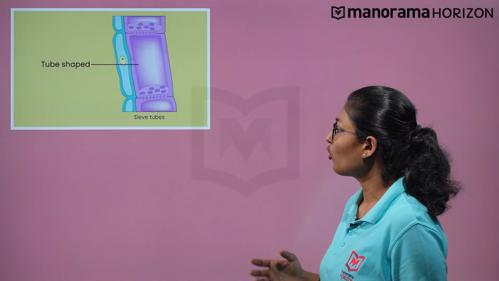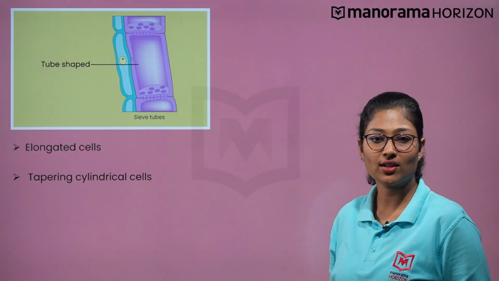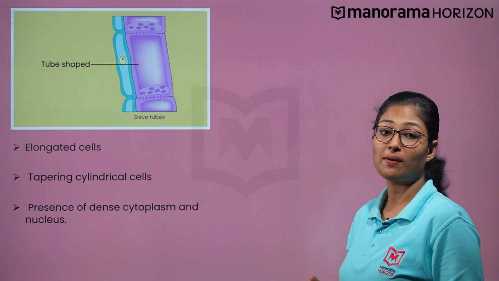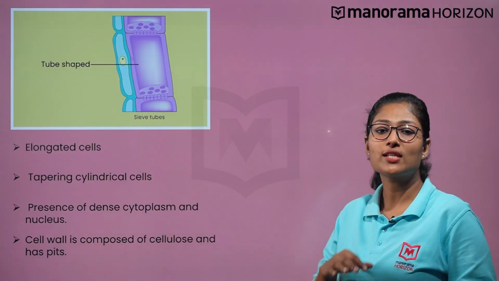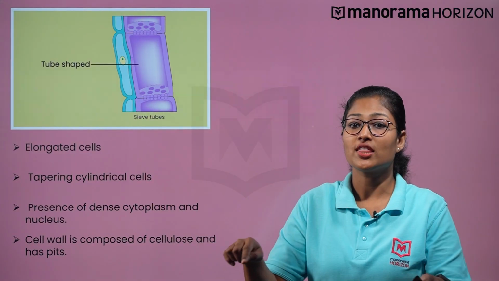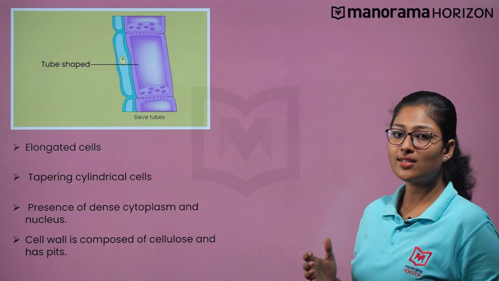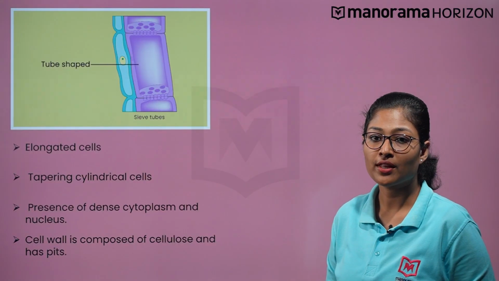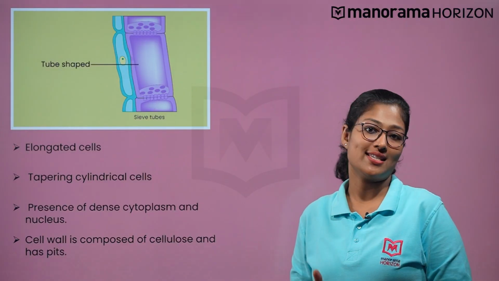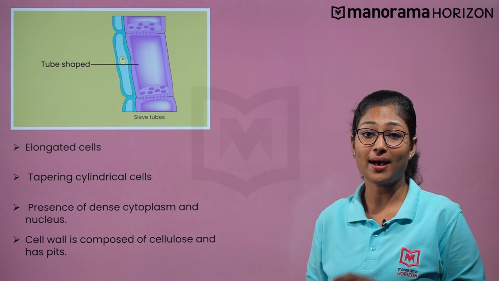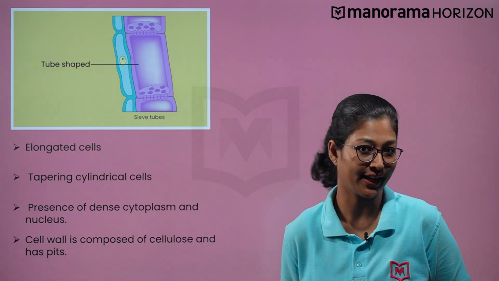And finally, phloem parenchyma. They have elongated, tapering cylindrical cells with dense cytoplasm and nucleus. The cell wall is composed of cellulose and it has pits through which the plasmodesmatal connections exist between the cells. What is the peculiarity of these cells? These cells store starch, fats, resins and latex. And this phloem parenchyma is absent in monocots, which means that they are seen only in dicots.